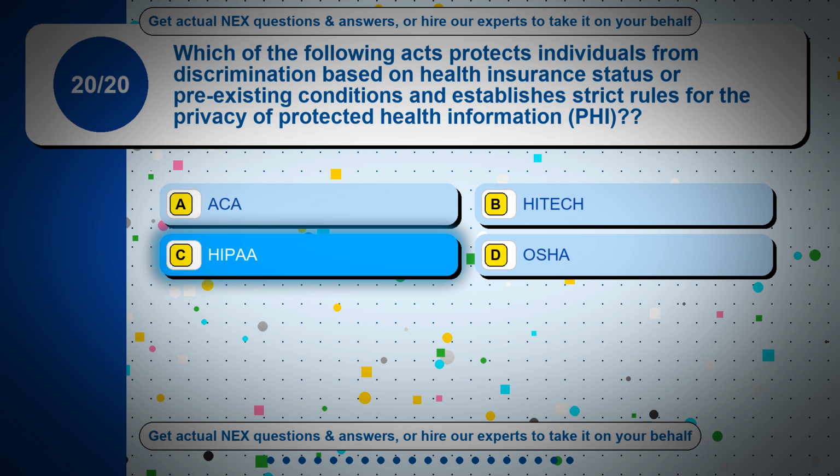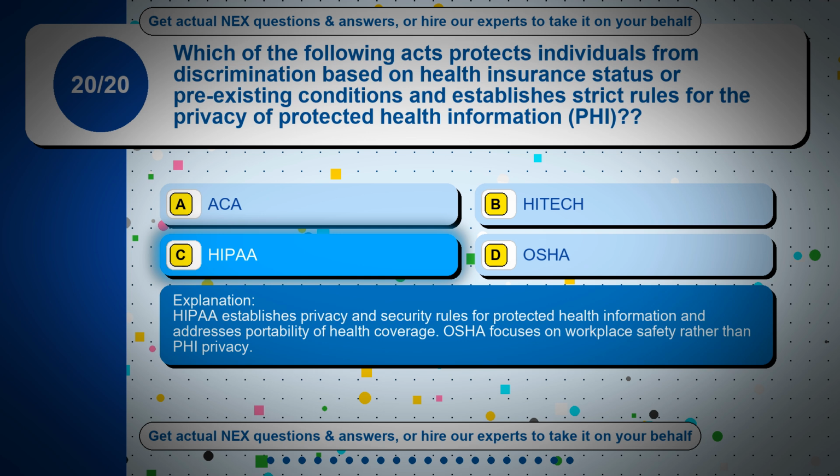HIPAA. HIPAA establishes privacy and security rules for protected health information and addresses portability of health coverage. OSHA focuses on workplace safety rather than privacy.